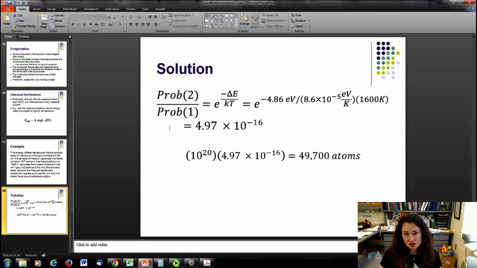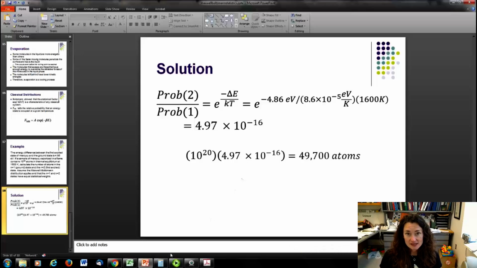That's our probability that it's in state 2, and then we multiply that probability times the number of particles to get the total number of particles that are in the first excited state. So we have 10 to the 20th times 4.97 times 10 to the minus 16, and that gives us 49,700 atoms, which out of a collection of 10 to the 20th atoms is really not all that much. But it is measurable maybe, so there you have it.